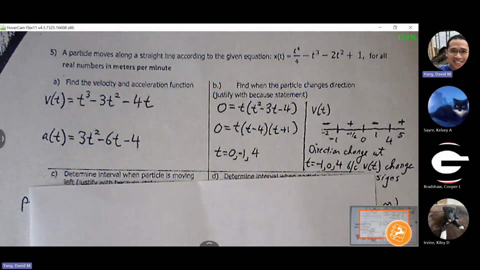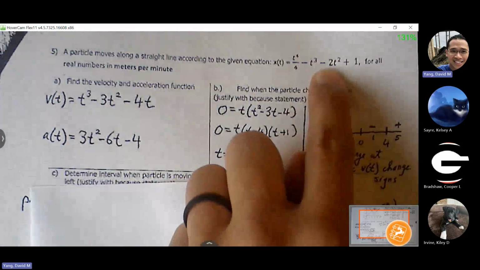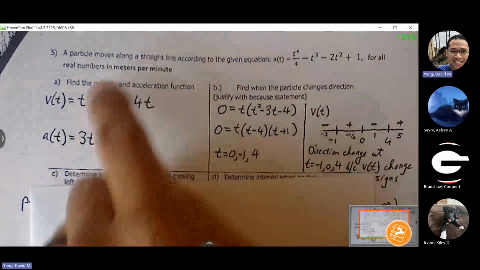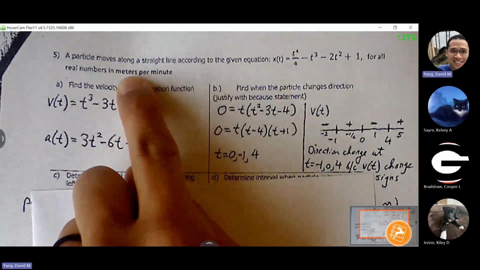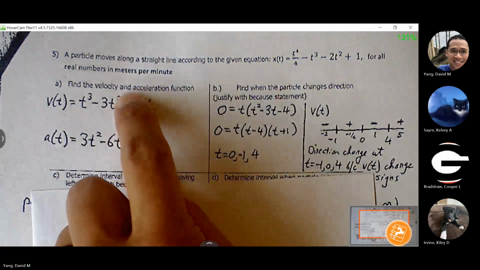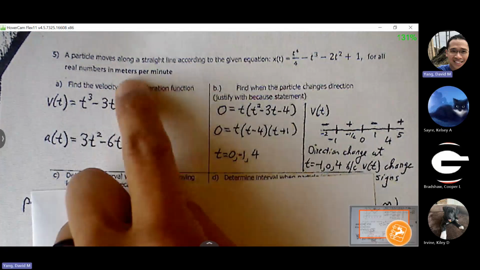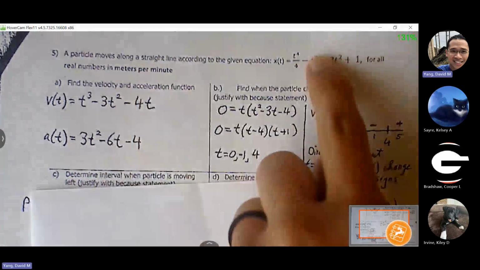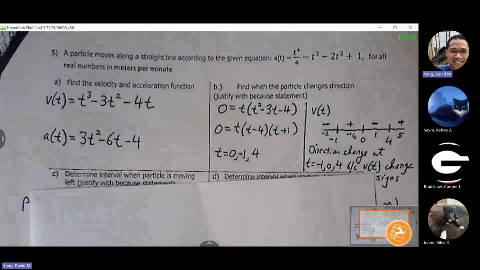Okay, particle moves along a straight line. We have our position function here. Meters per minute is the units that we're going to be using. Okay, so go ahead and we go through the power rule here.